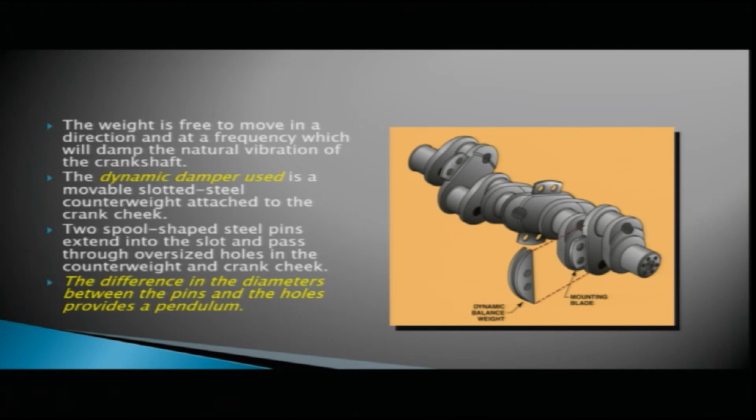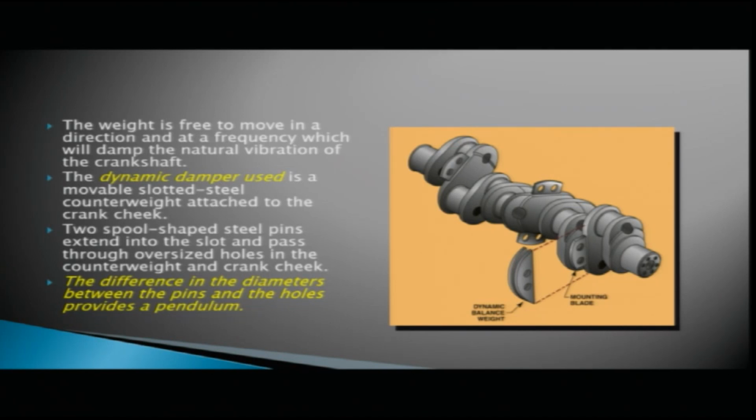Here in this diagram also you can see these are your dynamic balance weights which are mounted on the crankshaft. The weight is free to move in a direction and at a frequency which will damp the natural vibration of the crankshaft. The dynamic damper used is a movable slotted steel counterweight attached to the crankshaft cheek.